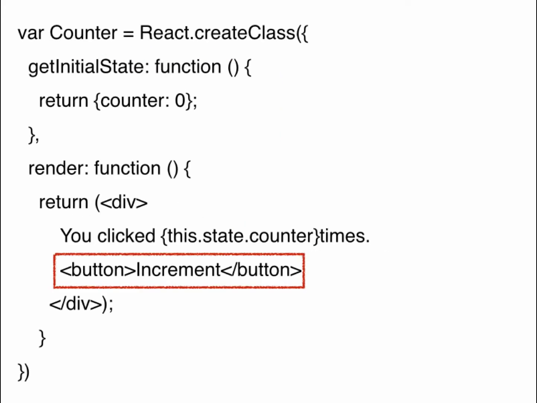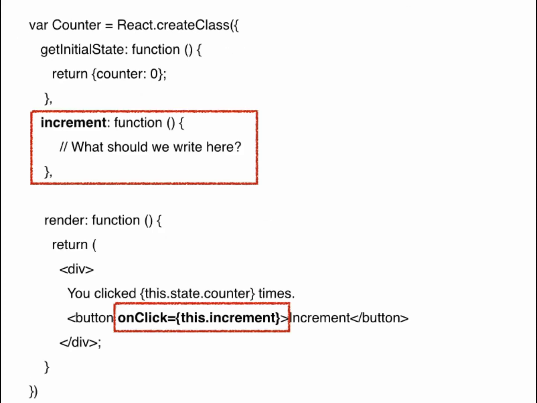Now I'm putting the increment button. It's just a button. Now the real deal comes. I'm attaching an onClick handler to my button. Now this onClick handler refers to a method on my component. So I just say onClick this.increment, and I define an increment function in my object.